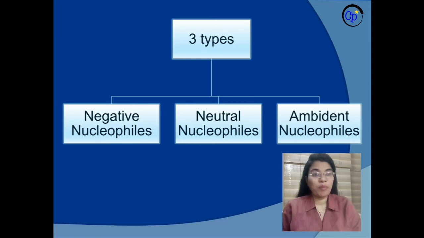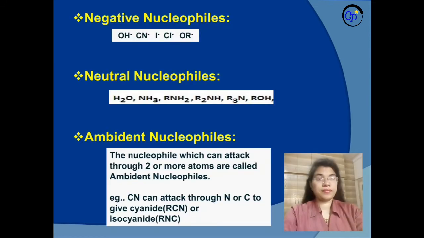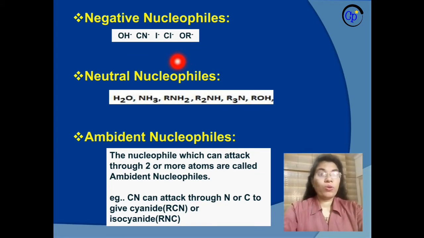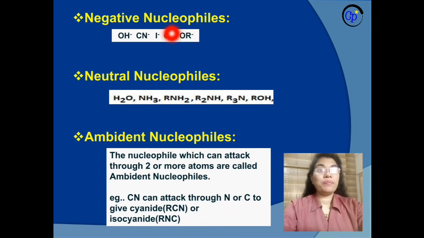Now let's learn about each one of them. First is the negative nucleophiles. These are those species which have a negative charge in them. That means they have an excess of electrons and they will get attracted to the ones which have a positive charge. For example, here you can see OH-, CN-, I-, Cl-, OR-. All these species will act as nucleophiles. That is, negative nucleophiles.